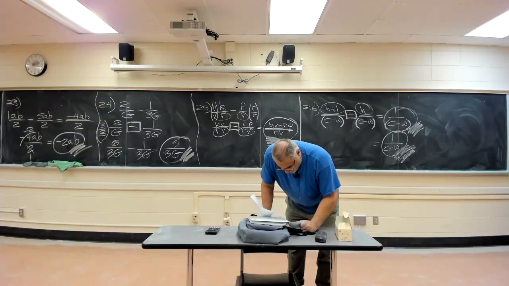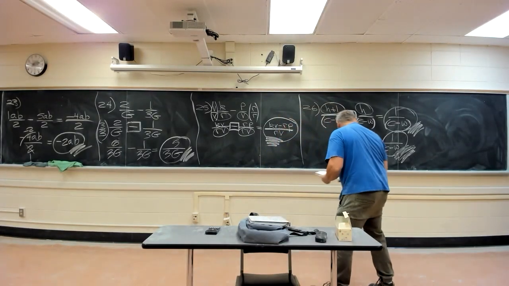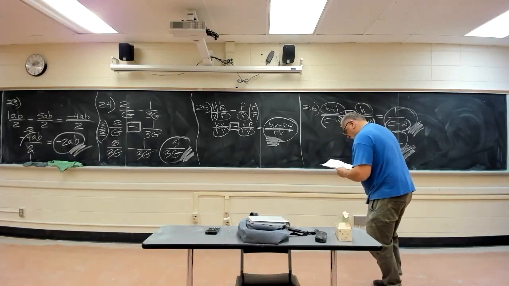26 is 1 over the quantity c minus w. On the bottom, it's fine. Looks very good.